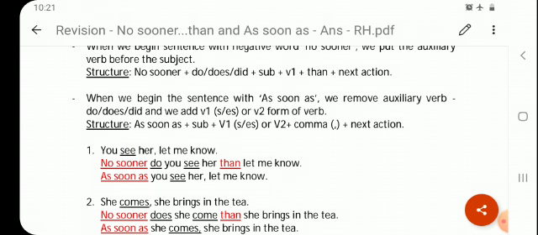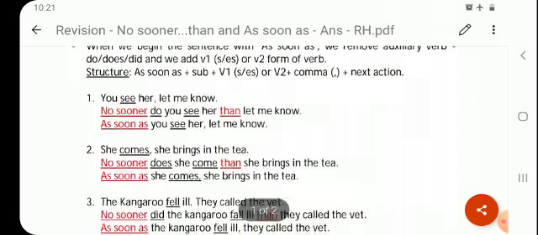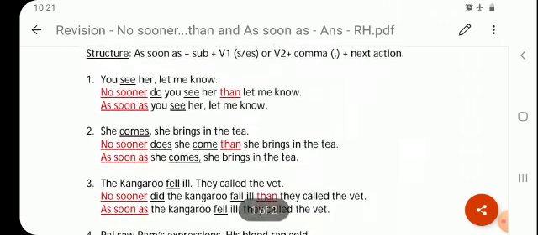Clear, students? So let's begin. Your first sentence is, you see her, let me know. So first we'll do no sooner. Now see is your present tense, but without the letter s or es. So we will have do. No sooner do you see her, see in the first form of the verb as it is, then than before the next action, let me know.